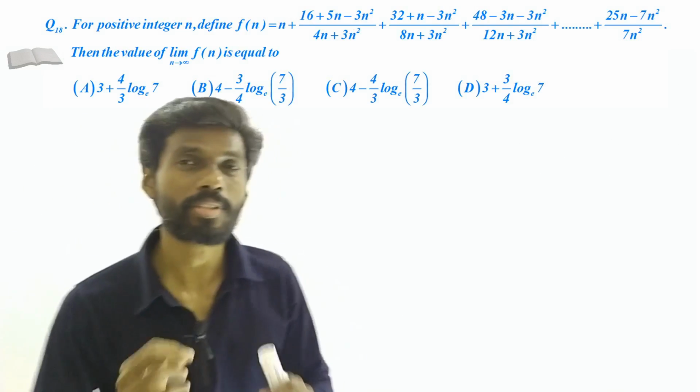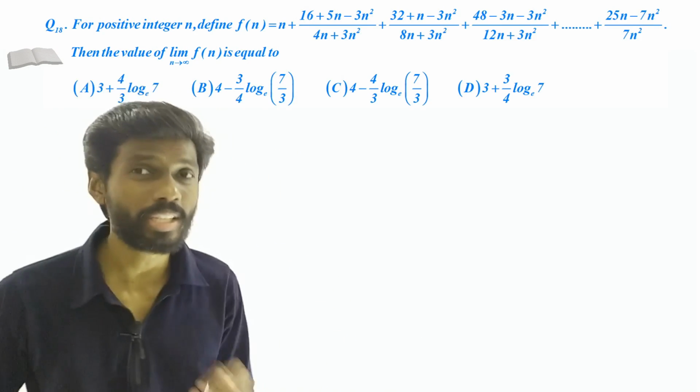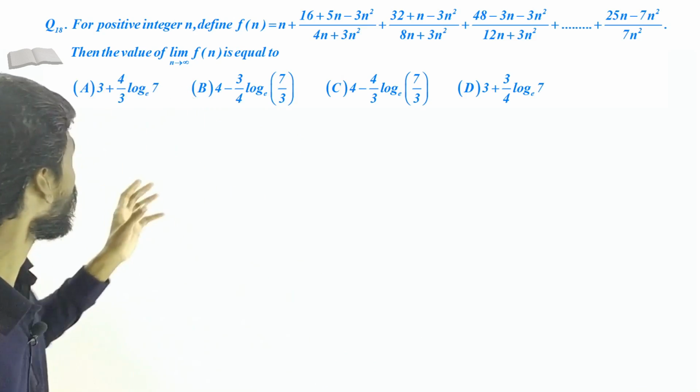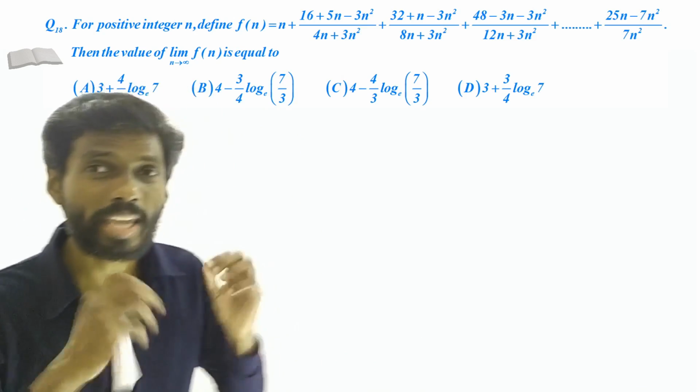This is a question on limit of sum. We have to find the value of this series using integration. So the first term here is n. N is not the first term. 16 plus 5n etc. That is the first term. Now n should be removed.